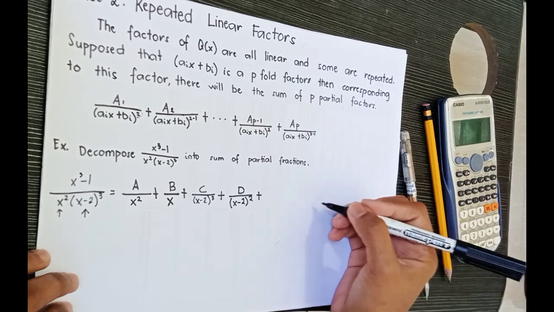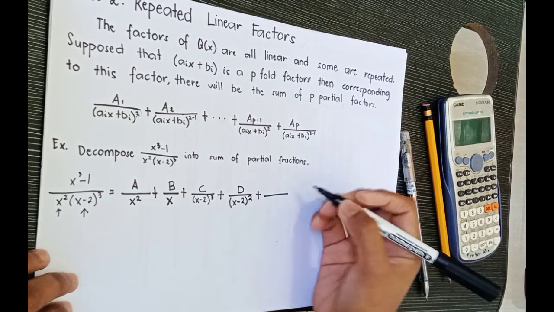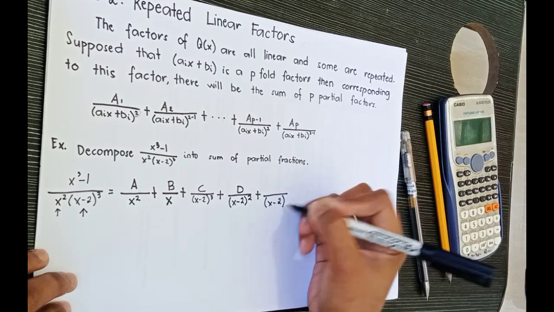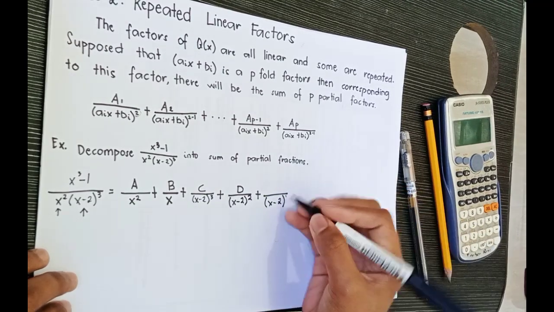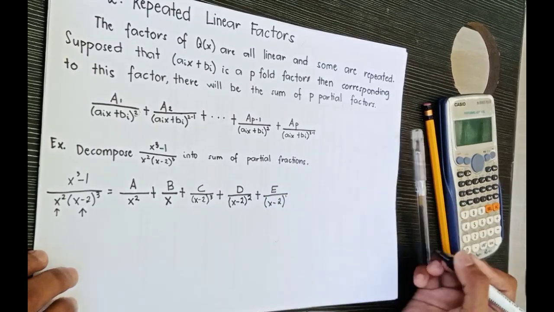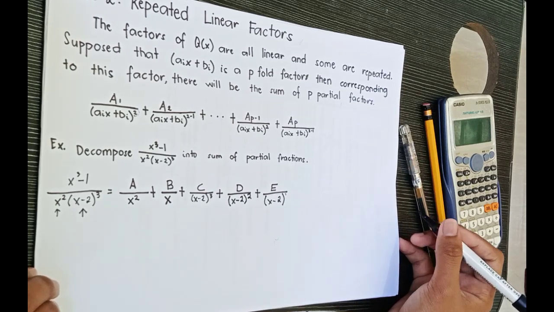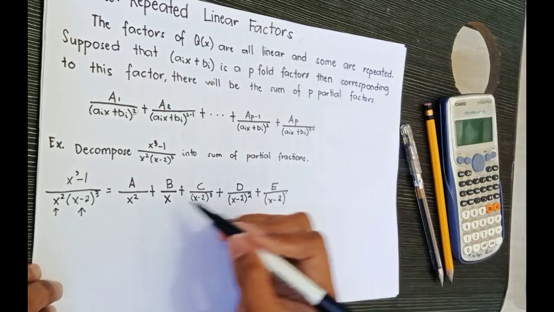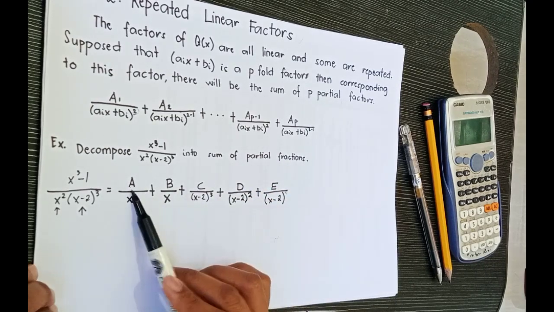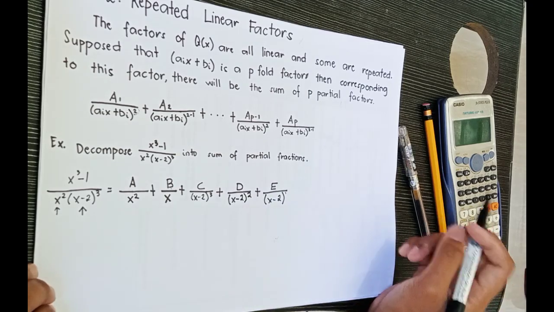Since it is still 2, we deduct 1 again from its degree. So, (x minus 2) raised to 1, or simply x minus 2. Let's say E for its constant. So, now, our goal is to solve for the unknowns, which are our variables A, B, C, D, and E.